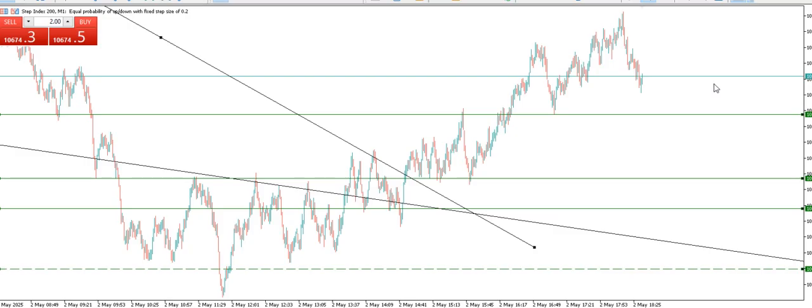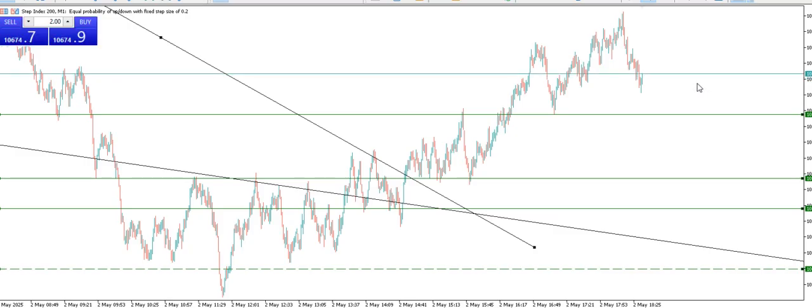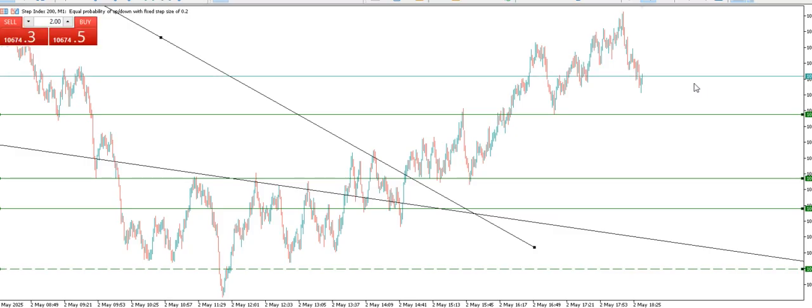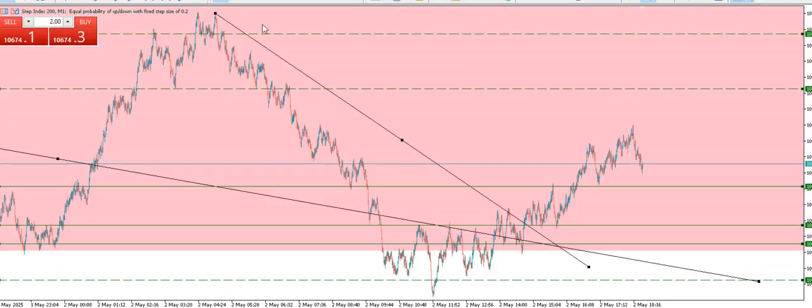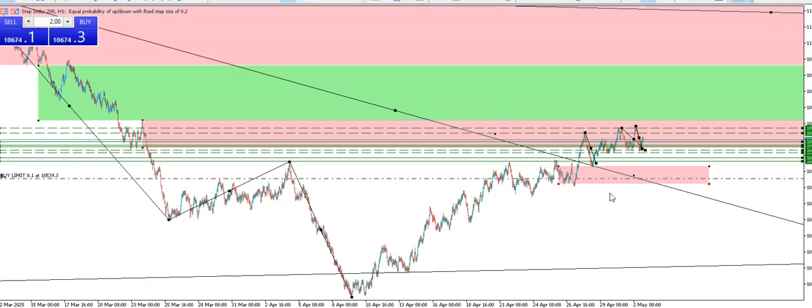But we can still keep in mind that we still have that liquidity that we had on our 1 hour time frame. You can see that there's a lot of liquidity here, so price can actually come down to these levels. Okay, so thank you guys.